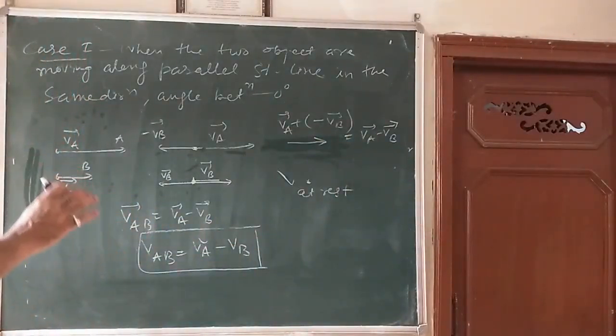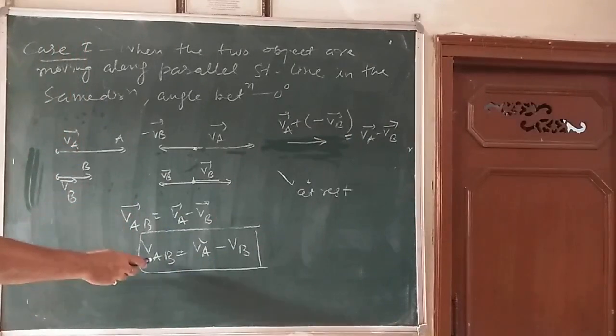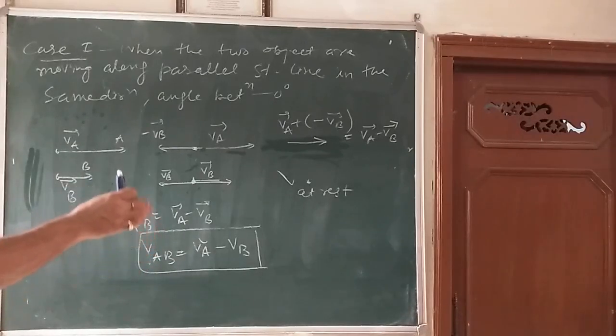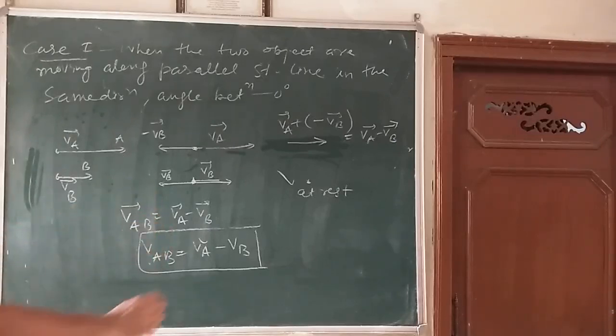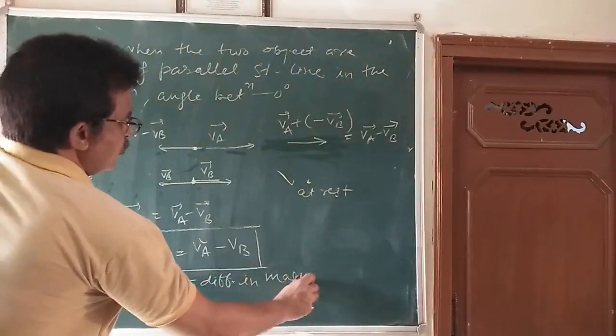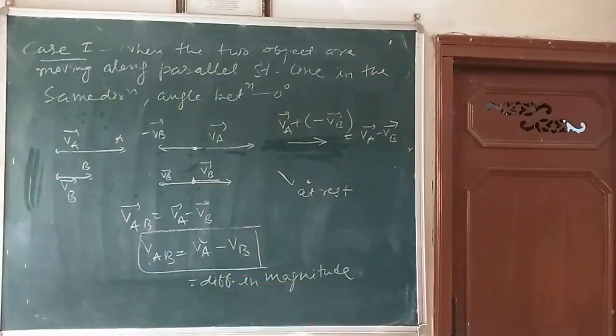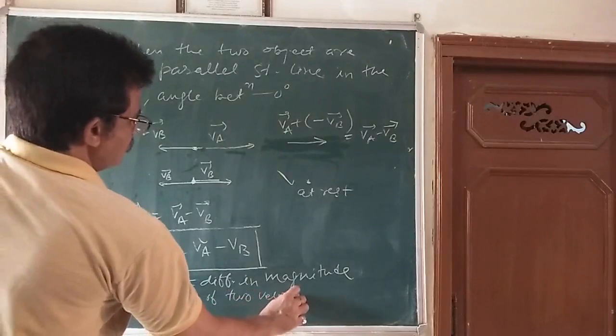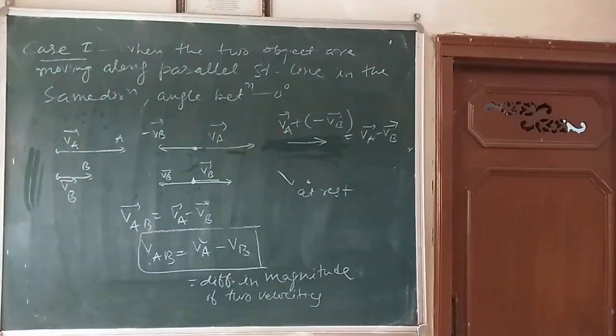So two objects are moving in the same direction. The magnitude of the relative velocity of one object with respect to another is equal to the difference in magnitude of the two velocities. It is the difference in magnitude of two velocities. Right? Now, how do we take the opposite of this?